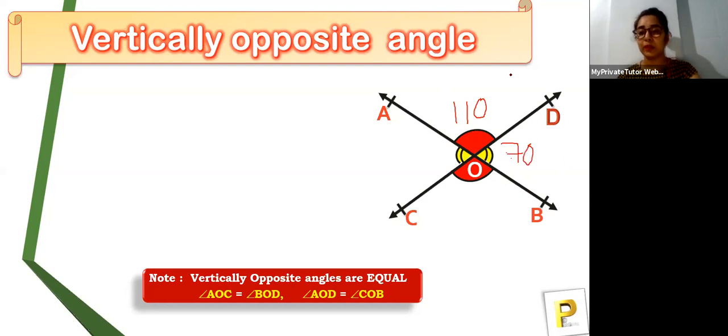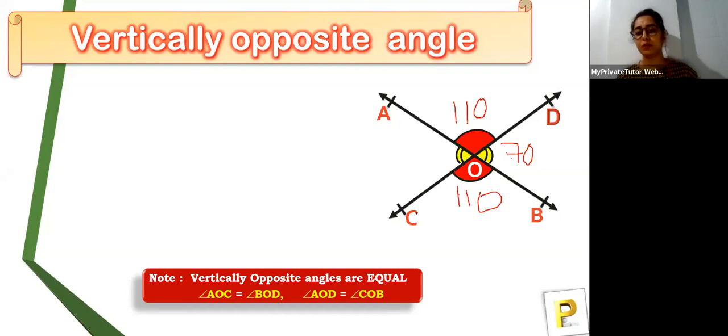Now, what will be the measurement of angle COB? What will be the measurement of angle COB? Okay. I am getting all of the correct answers. Awesome. So yes, the measurement of COB is also 110. Why is it 110? Because of vertically opposite angles. So this is 110, so this will also be 110.